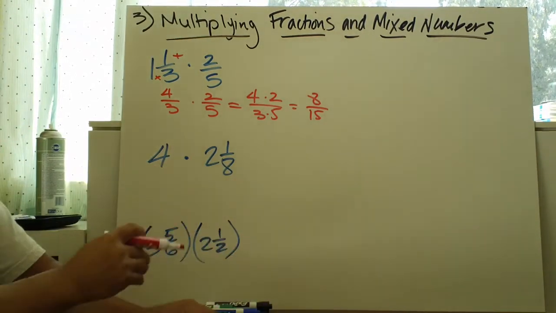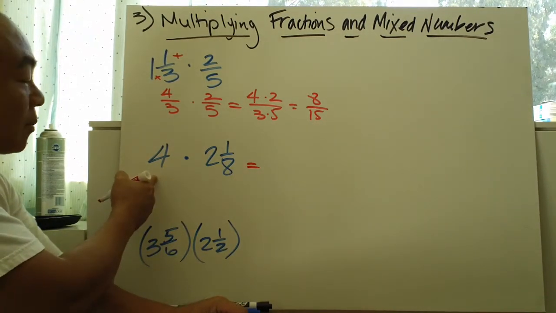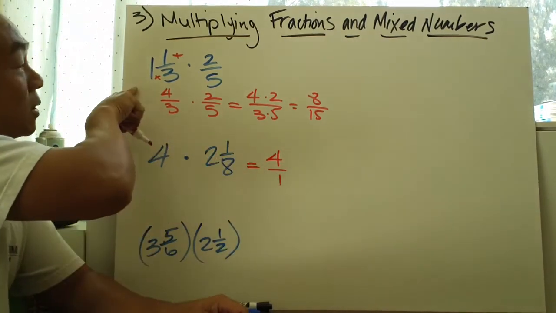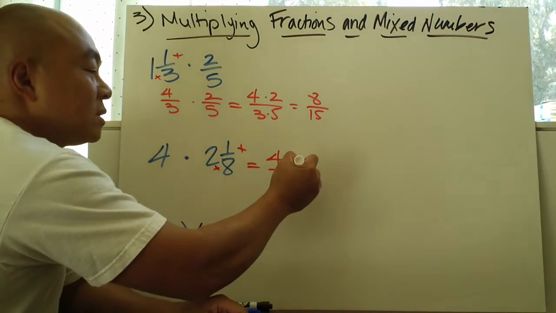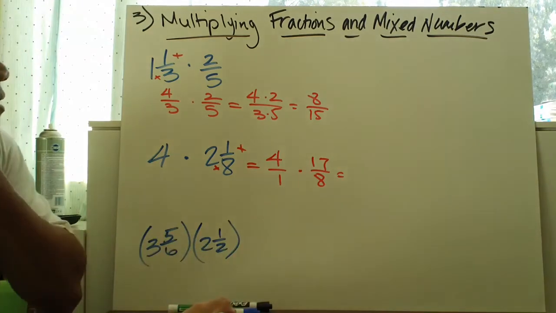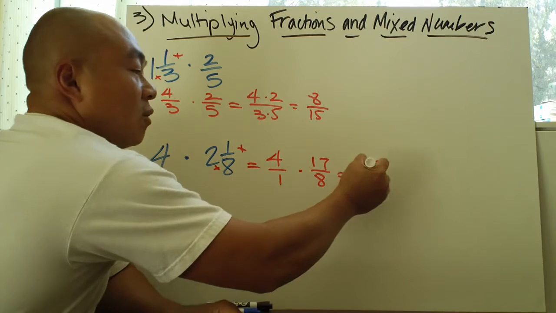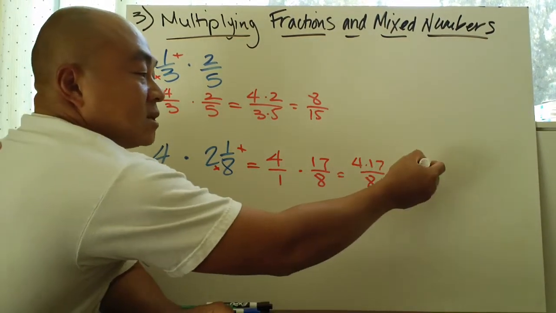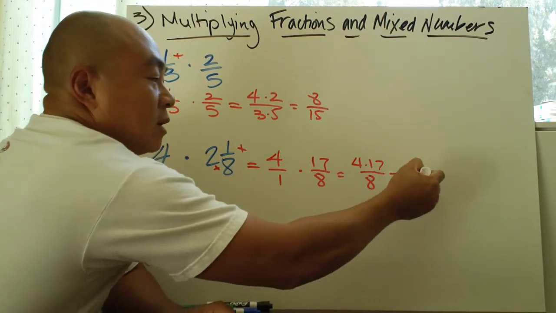Alright, let's go ahead and make this one how we normally see it. So first of all, we're going to change this into an improper, so that becomes 4 over 1. This, we're going to go ahead and do the same thing like what we did here. Multiply and add. So that's 16 plus 1, that gives us 17 on the top over 8. Okay, so multiply straight across, you should see 4 times 17 over 8. So 4 times 17 is going to give us, 4 times 7 is 28, and that's 68 over 8.